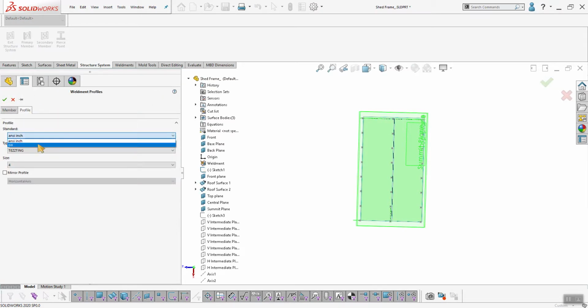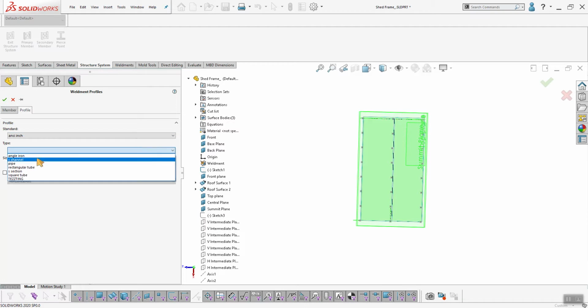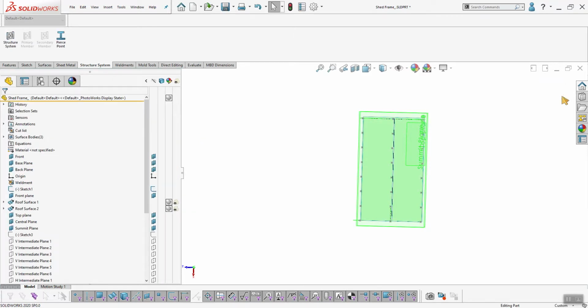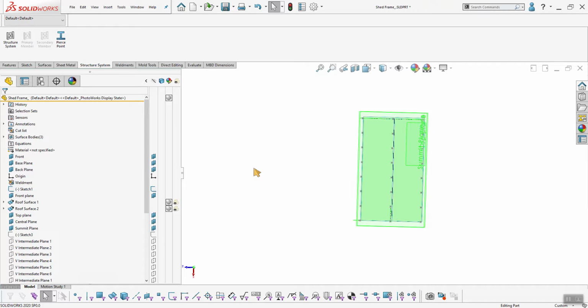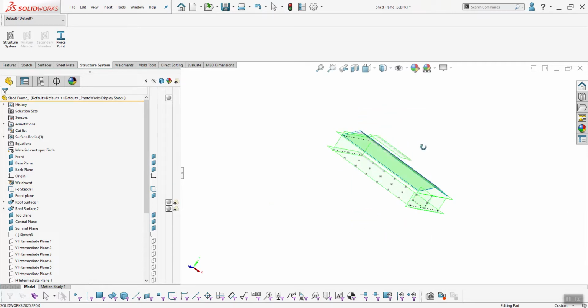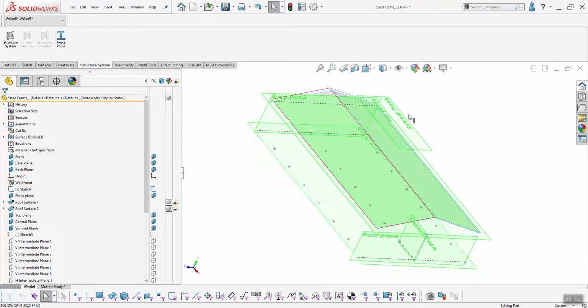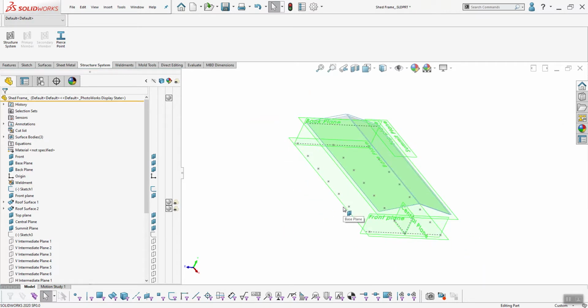See, now the ANSI and ISO is back. But the thing is, when I choose this angle iron, you see these three different sizes are all in one profile. So if you have this problem like I'm having, and you still want to practice your structure system, the solution is that you need to get your configured profiles in there.